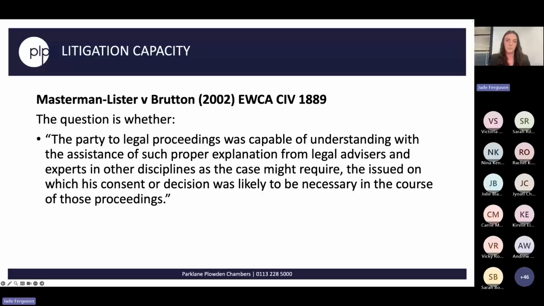So there's a few elements to that, but the one that I would like to draw your attention to is this part where it says proper explanation from legal advisors. As we all know, clients sometimes struggle to grasp legal concepts. It doesn't necessarily tie into them not having litigation capacity when we're talking about what understanding clients are expected to have. But we're not thinking of giving them the CPR to read on their own. And if they don't get the basics, then they probably don't have a good understanding of it. We're looking at somebody who, if they were given a good legal explanation by professionals of the case and the matters they need to understand, they would be able to grasp it.